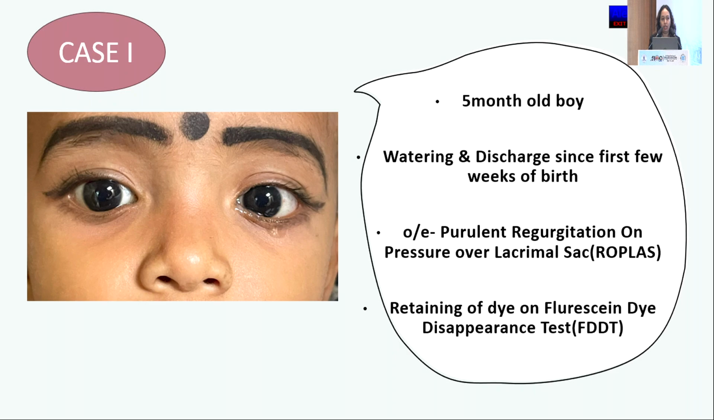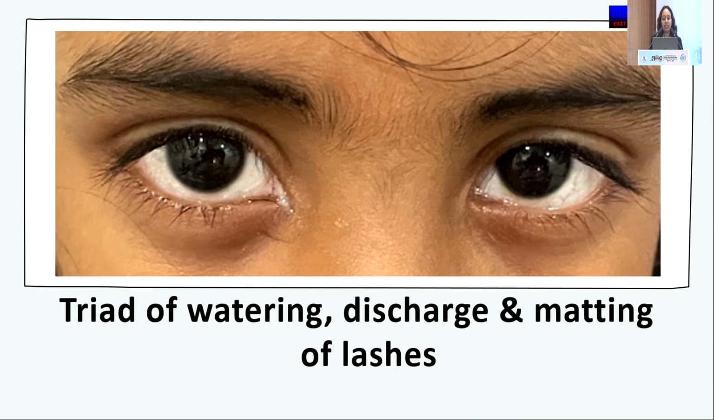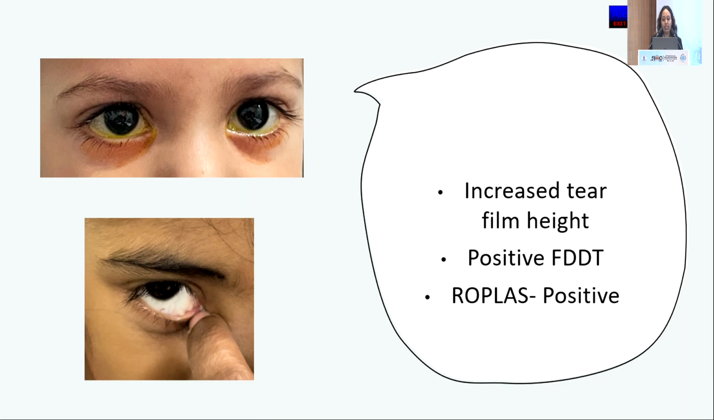So this is a case of congenital nasolacrimal duct obstruction, which presents in the first few weeks of life, and the prevalence is noted to be 6 to 20% in newborns. The most common cause is incomplete canalization of the distal NLD, retaining a membrane at the valve of Hasner. It presents with the triad of watering, discharge, and matting of lashes. The signs include increased tear film height, positive fluorescein dye disappearance test, and regurgitation on pressure over the lacrimal sac.